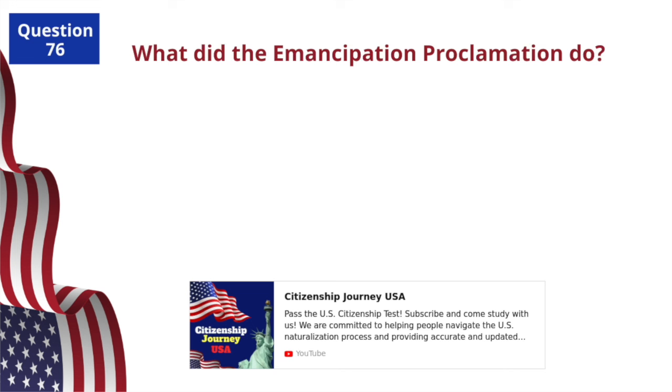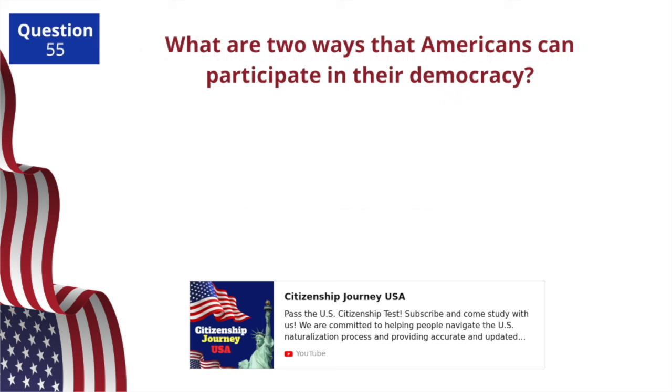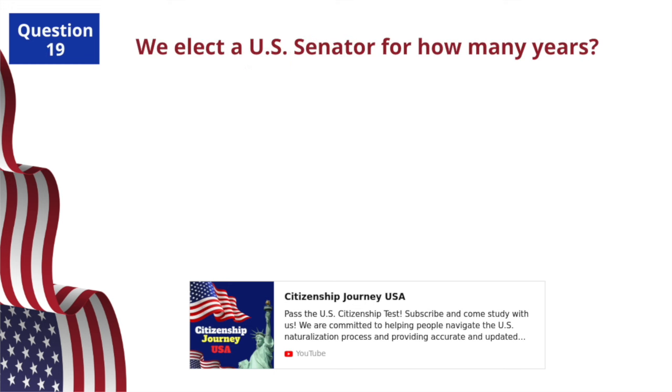What did the Emancipation Proclamation do? Freed the slaves. What are two ways that Americans can participate in their democracy? Vote. Join a political party. We elect a U.S. senator for how many years? 6.